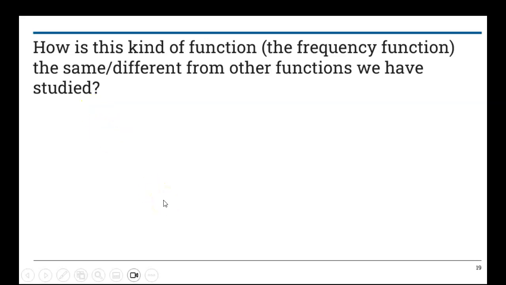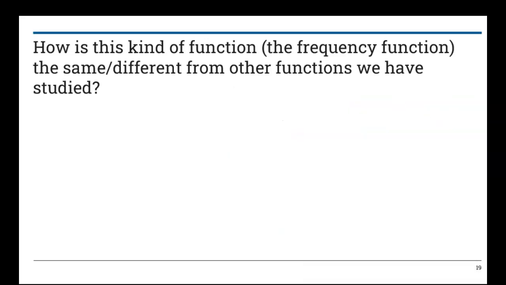I need an answer for how it is the same as the functions we've studied, like linear, quadratic, exponential, all that. How is it the same? And how is it different? I need an answer for both. Okay, 1 minute, talk to each other, because I'm calling you.